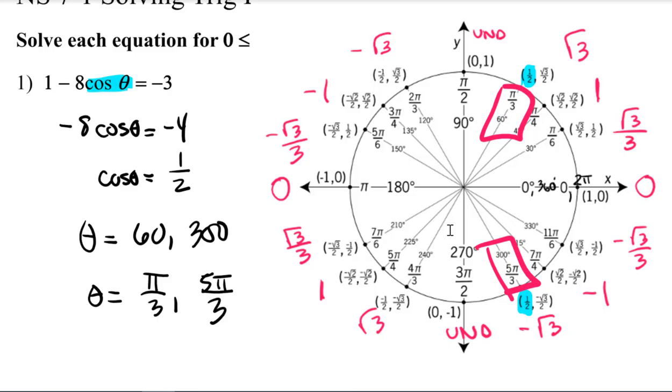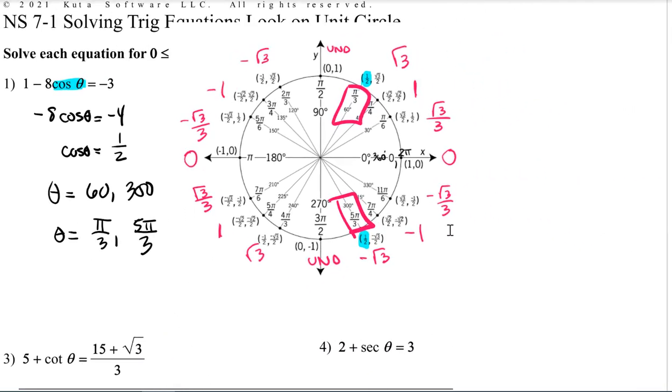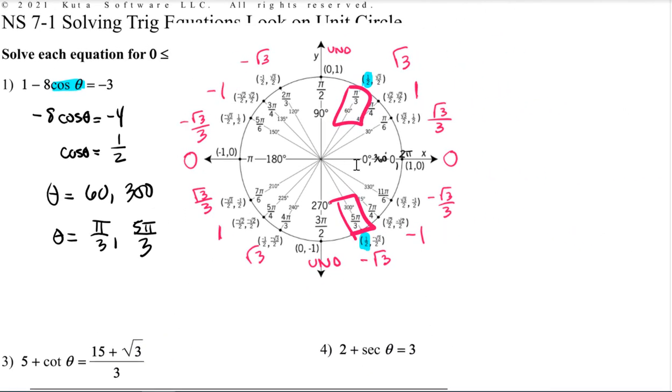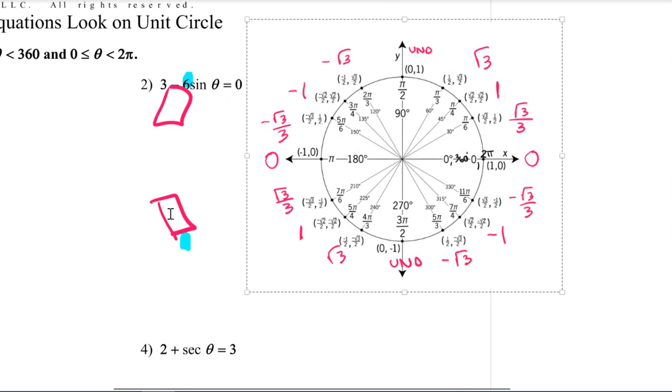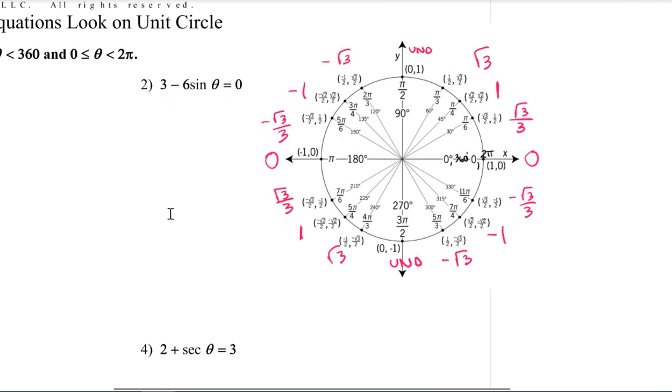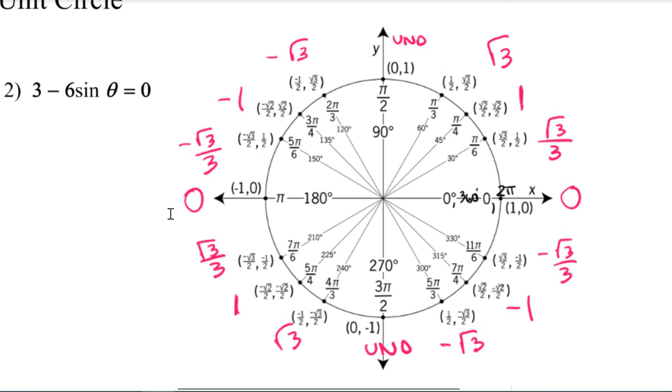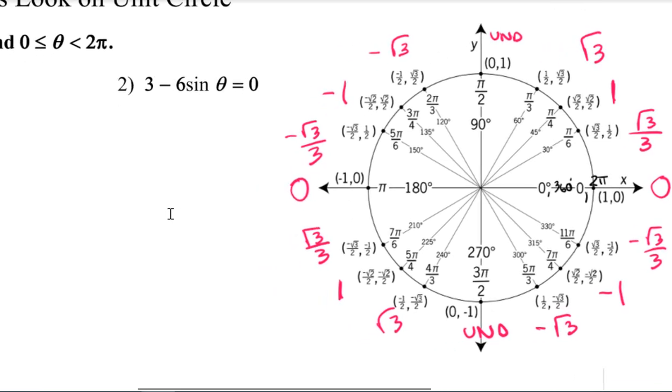Now let's go ahead and take a look at example number 2. Let's move our unit circle over here out of the way. Let's check out example number 2. In example 2, same idea with this one, only now we've got 3 minus 6 sine theta equals 0.